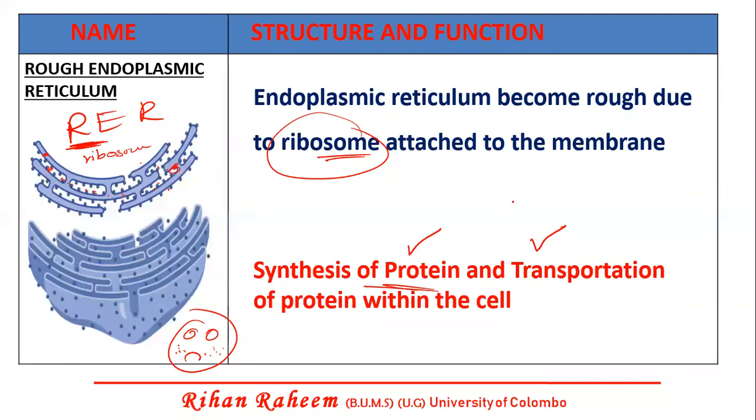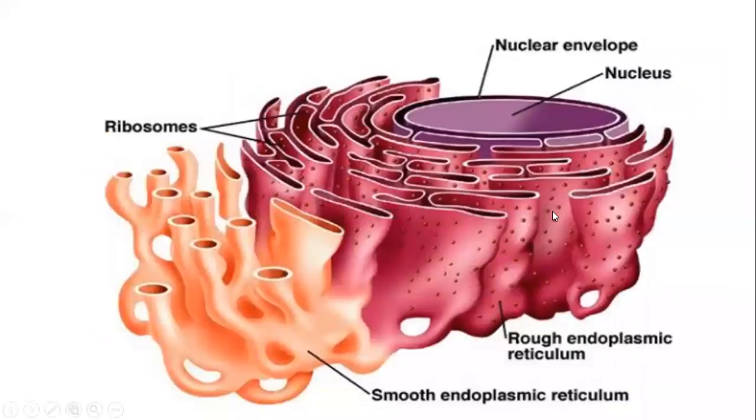This RER can do transportation very well. So they produce and they also transport. Understood that clearly? Yeah. So if you take the nucleus, closer to the nucleus you will get the rough endoplasmic reticulum, and a little bit far away from the nucleus, we will get smooth endoplasmic reticulum. Most of the rough ones are connected like this. Rough endoplasmic reticulums are connected, but smooth endoplasmic reticulum are like tubes, smooth ones.